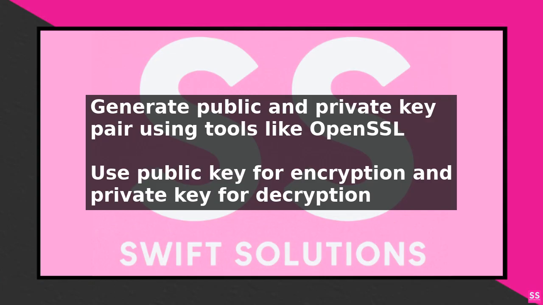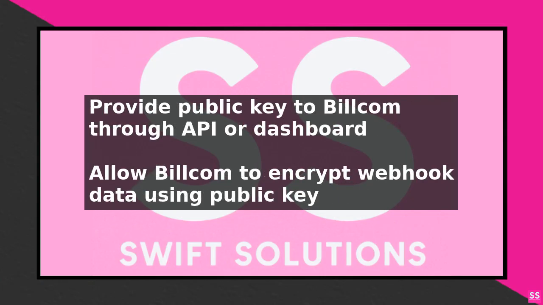The public key will be used by Bill.com to encrypt the data, while the private key will be used by your server to decrypt the data. Next, provide the public key to Bill.com through their API or dashboard. This will allow Bill.com to encrypt the webhook data using your public key.